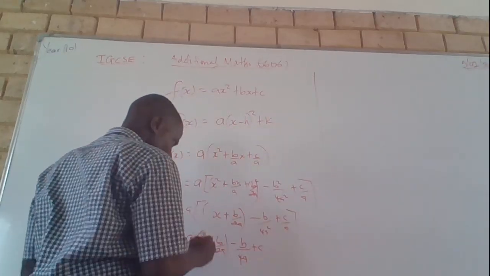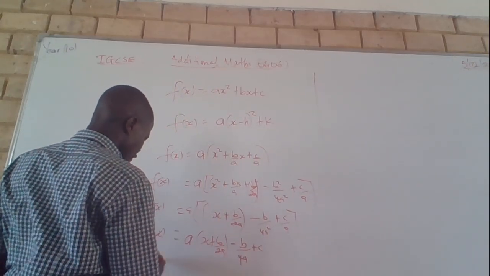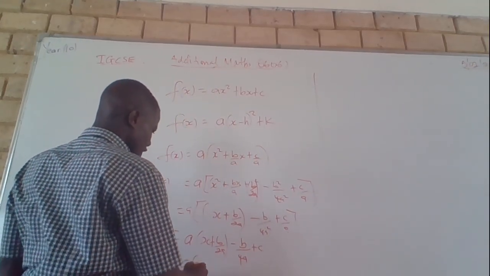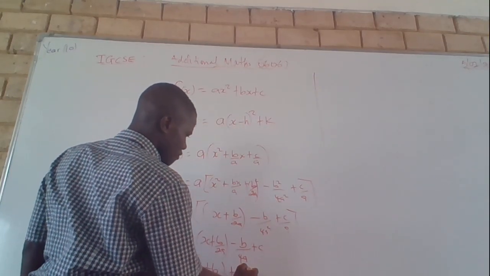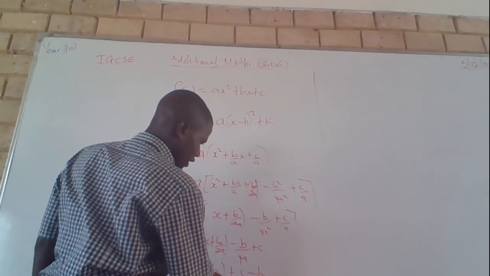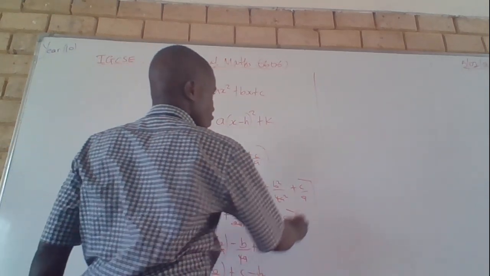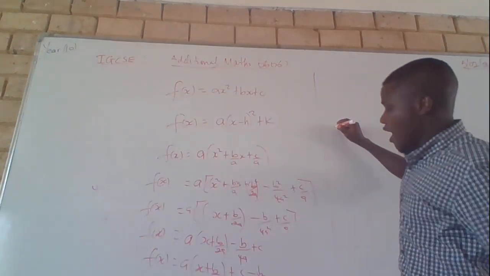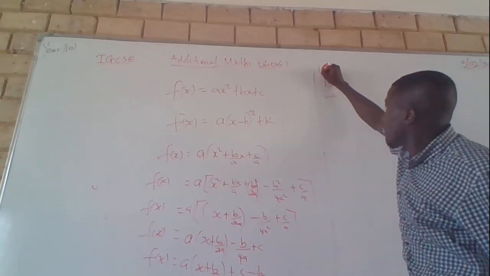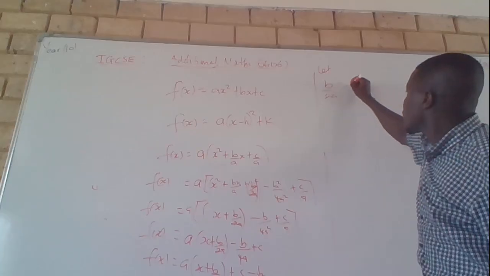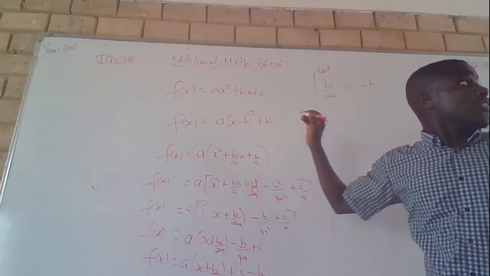So now, remember, I can rearrange this one so that minus can go inside there. So I have f of x equals a, bracket x plus b over 2a, all squared, plus c minus b squared over 4a, right? Don't worry about that. Now, at this juncture, I can say now, our b over 2a, we say let b over 2a equal minus h, right? Then, what is happening?